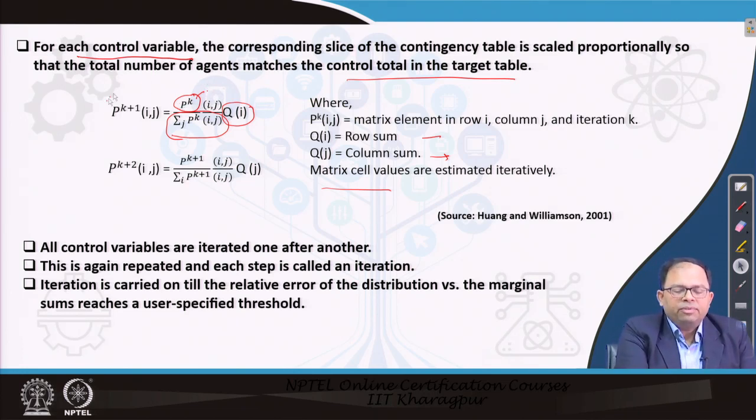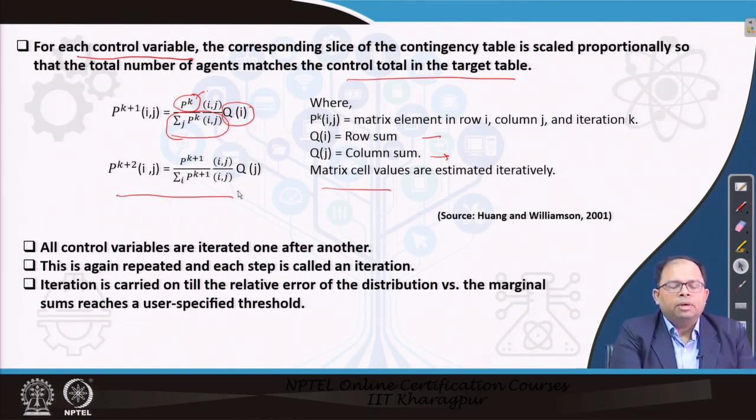So, once we do it for the row, we need to do it for the column. I will explain it with an example in the next slide, but we need to go for each control total one by one. First we need to take care of the rows and then the columns, and all control variables are iterated one after another. Once we have done that, we repeat the entire step.